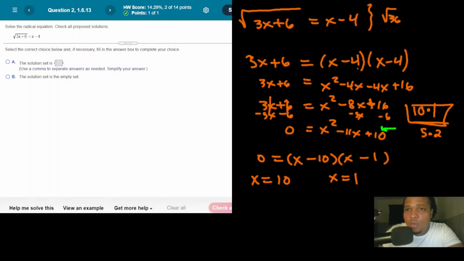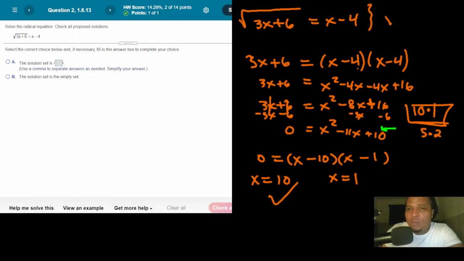The square root of 36 equals 10 minus 4, so you get the square root of 36 is equal to 6. Is that true? Yes. 10 is going to work, definitely. Now let's do the same thing, but with the 1. Let me erase this. And if you don't get any funny business, if everything comes out positive, then it's okay.